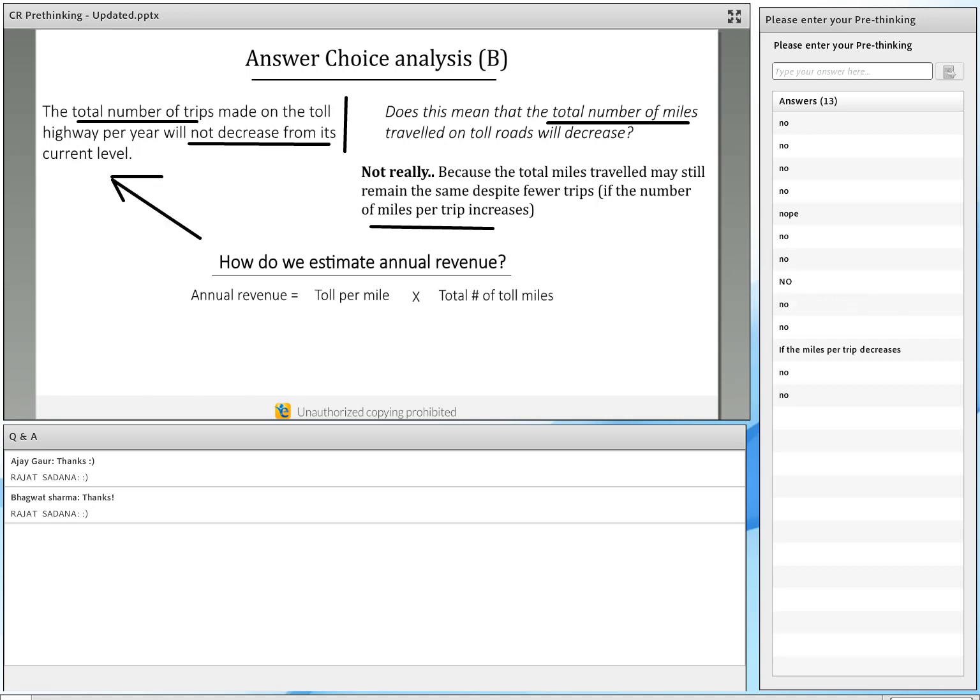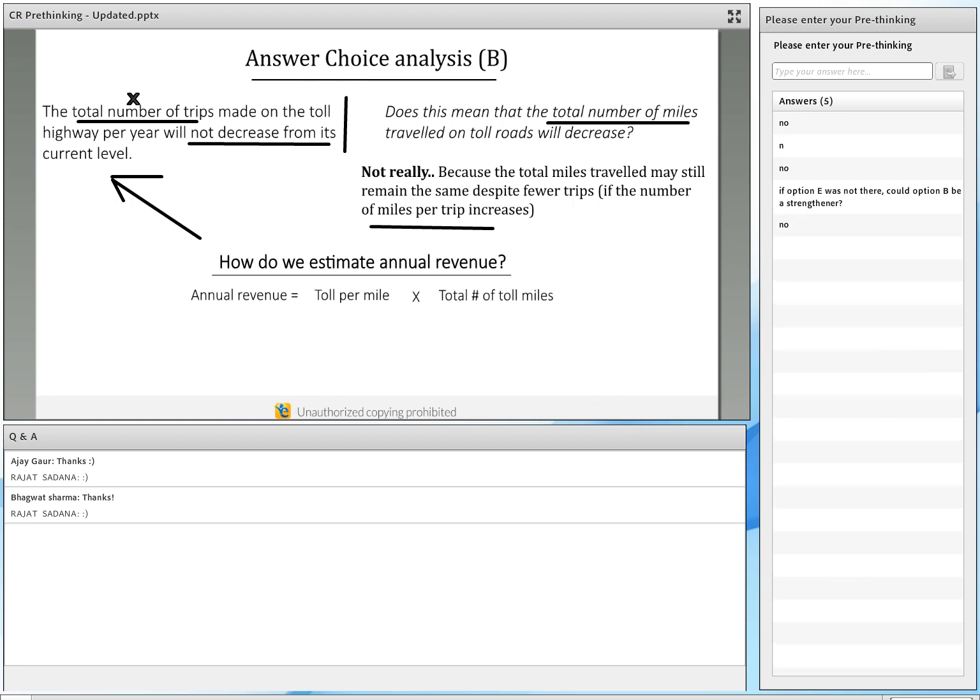So then, is that a must be true? Is this statement then a must be true? Is it required to be true? In other words, no. The answer is no. It's not a must be true, which means that this is not a correct answer choice. It's a good strengthener, by the way. If this were a strengthen question, this would be a good answer choice, but it's not an assumption.